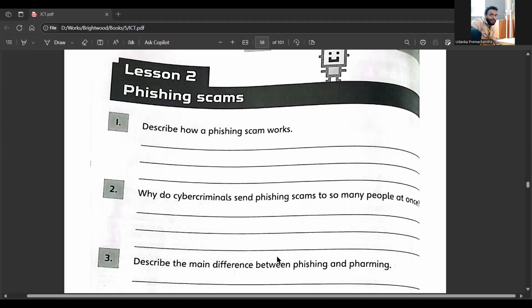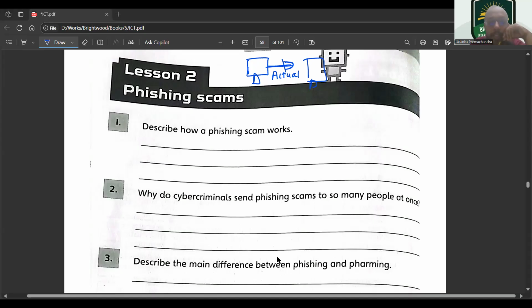Normally, the scammer sends a message to the victim. First of all, they send a message to the user. The message looks like an actual message, but it is not the actual one. The user thinks this is the actual message.